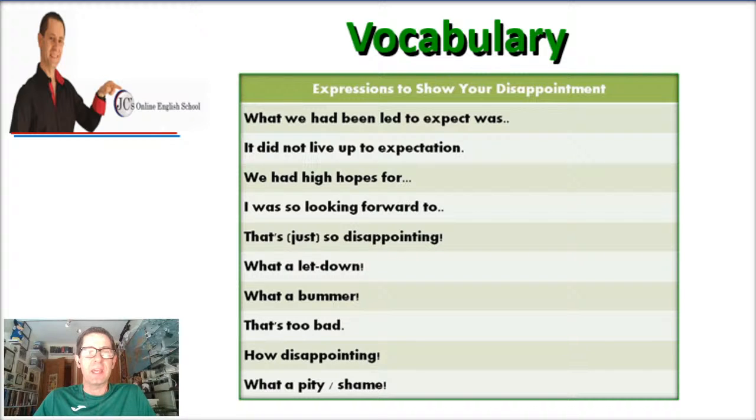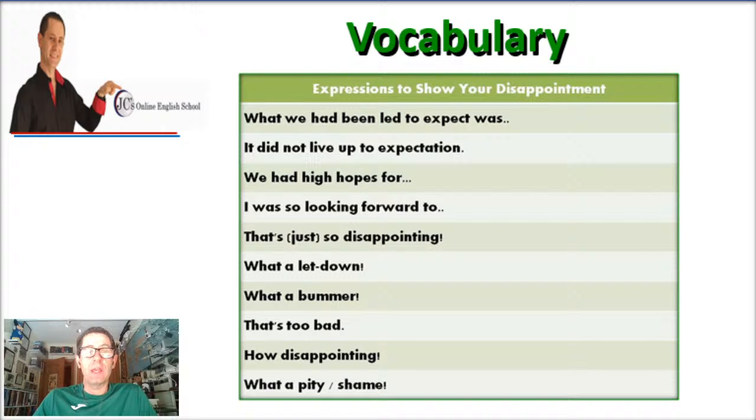For example, you could say, what we had been led to expect was probably not good. Or you could also say, it did not live up to expectation. It's not what I expected, in other words. So, it did not live up to expectation.